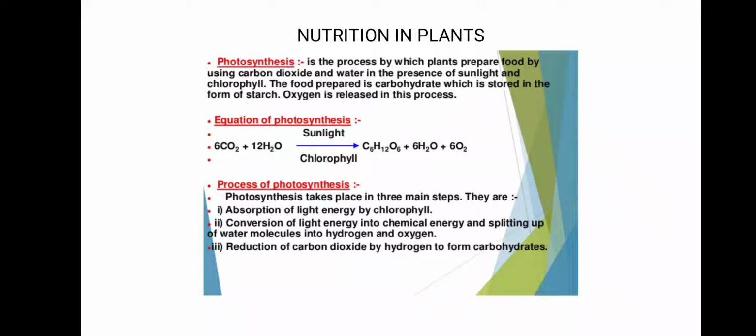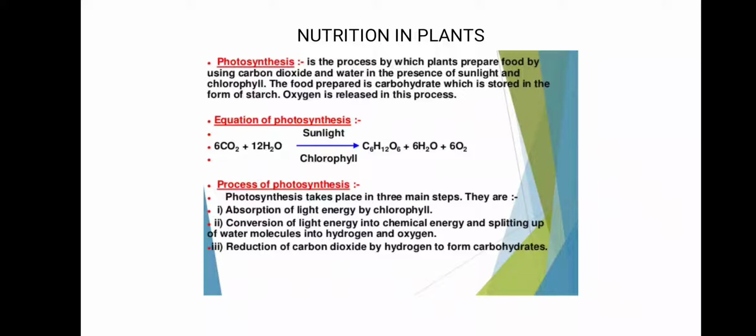No, it is a carbohydrate that is made. Okay, which carbohydrate? A very simple carbohydrate is made, that is glucose. Later, glucose is stored in the plant in the form of starch. Okay, and in this process, what is released? Oxygen is being released. So that is the equation: 6CO2 plus 12H2O in the presence of sunlight and chlorophyll forms C6H12O6, which is glucose, plus 6H2O plus 6O2.